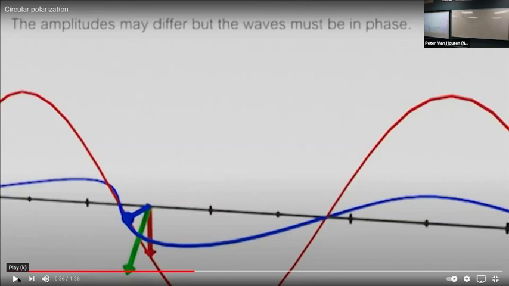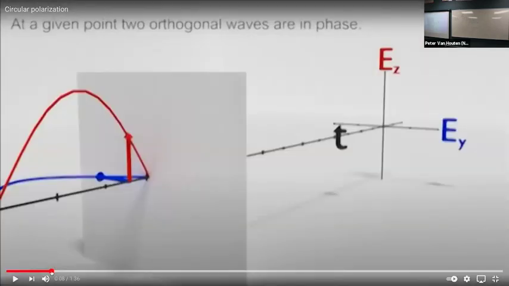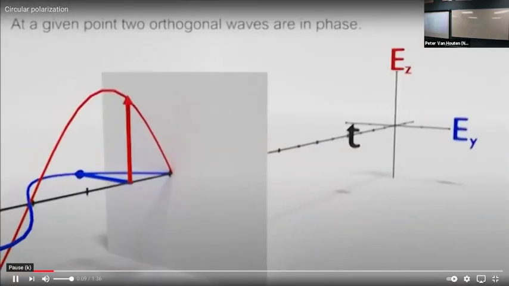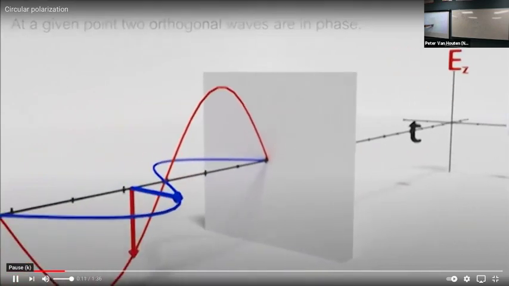If you see at the beginning of the video, play it again, the two waves begin at the center. They are at zero, both of them, and then they start undulating. They come from the same point.